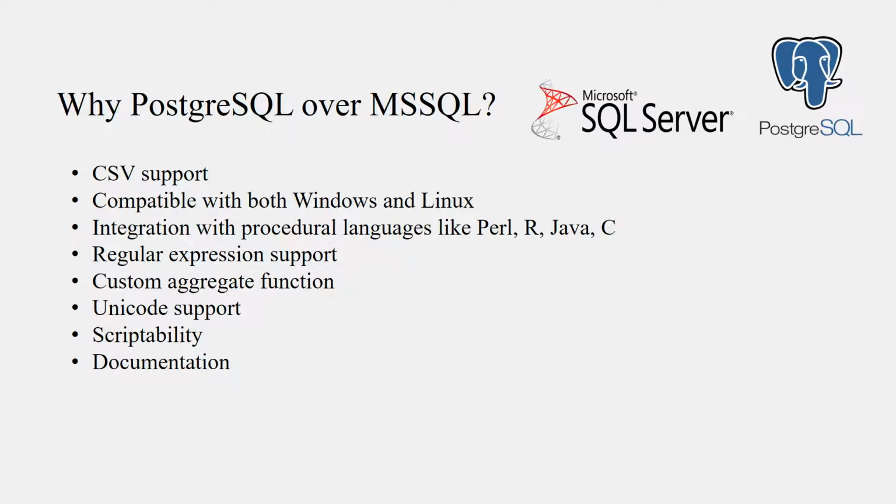Why choose PostgreSQL over Microsoft SQL Server? Because it has CSV support, and it's compatible with both Windows and Linux. It has integration with procedural languages like Perl, R, Java, and C. Procedural languages can be used for writing stored procedures and functions, and the block of code can be dumped in to be executed inline. It has regular expression support.